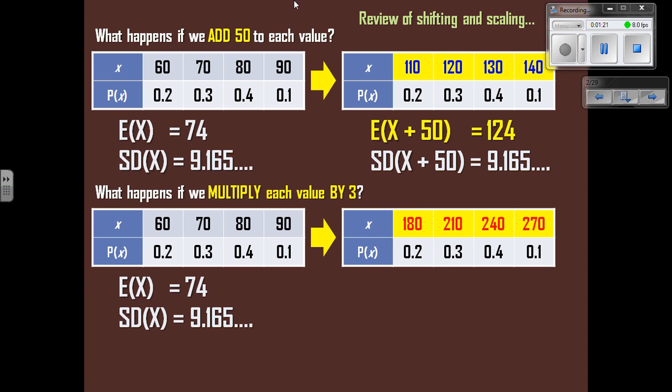Okay, so similarly, if I take each of those x's and I multiply by 3, what do we think is going to happen? Well, the expected value gets multiplied by 3, just like we would expect. The standard deviation also gets multiplied by 3. So this is similar to our rules that we learned before about how scaling and shifting affects the measures of center, or the mean in this case, and the measures of spread, or the standard deviation.